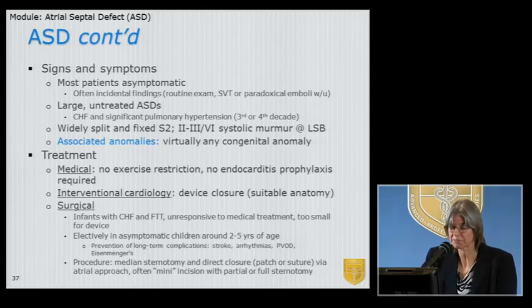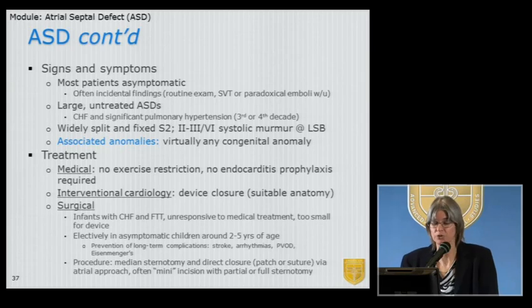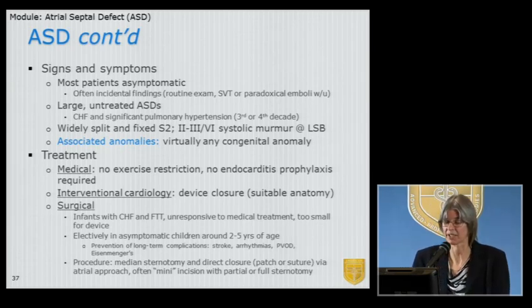Otherwise, they are done surgically when they don't respond to medical treatment and when they are symptomatic or they are too small for a device. Otherwise, electively in children around 2 to 5 years of age to prevent long-term complications: stroke, arrhythmias, and Eisenmenger's. The procedure is a median sternotomy, direct closure with a patch, or sometimes you just have to put one stitch through, either by an atrial approach and a mini incision, so it's just a partial, or occasionally they do a full sternotomy.